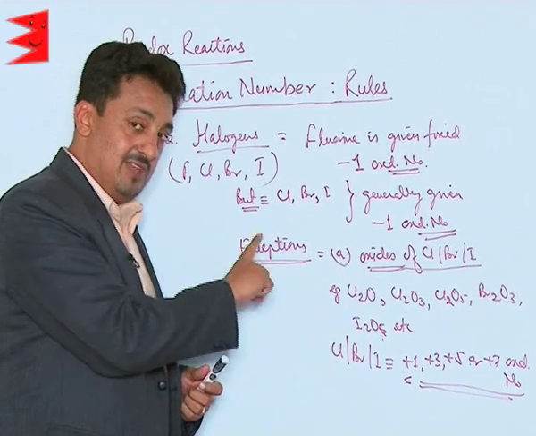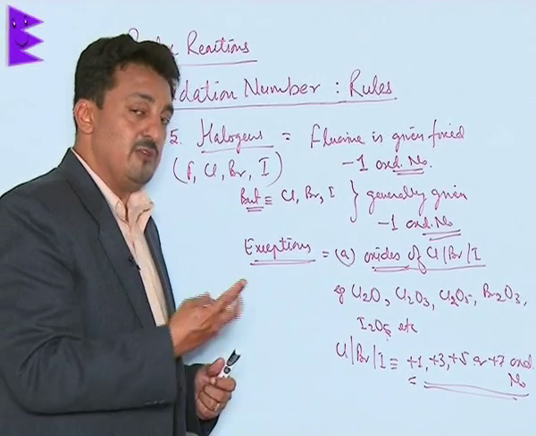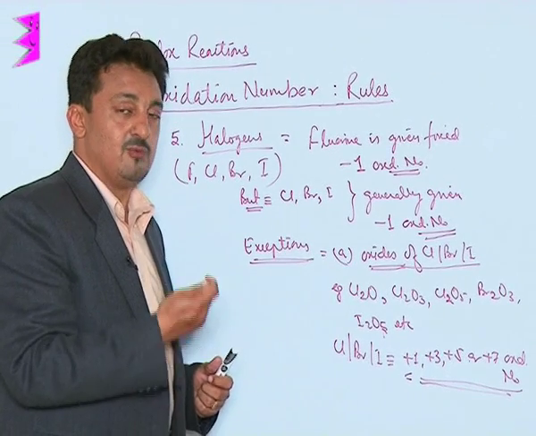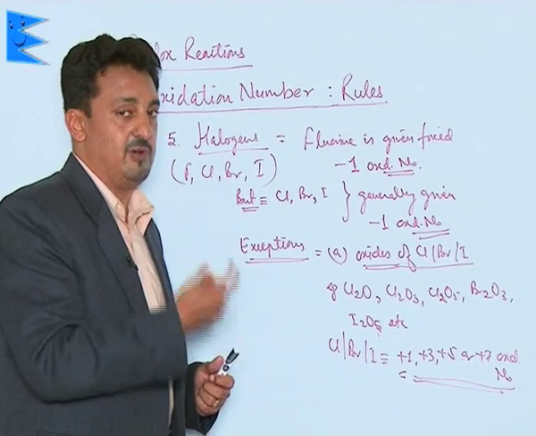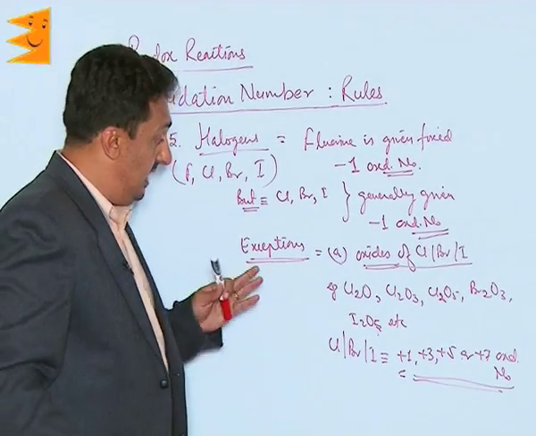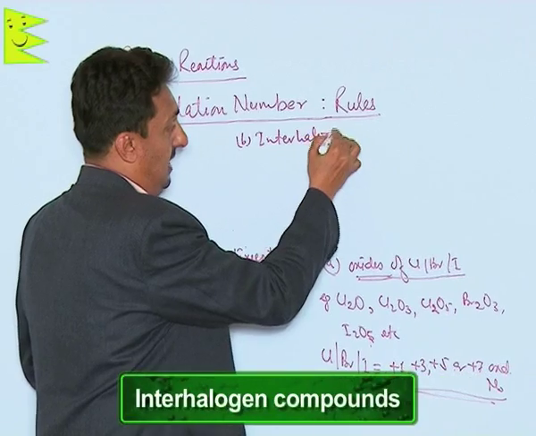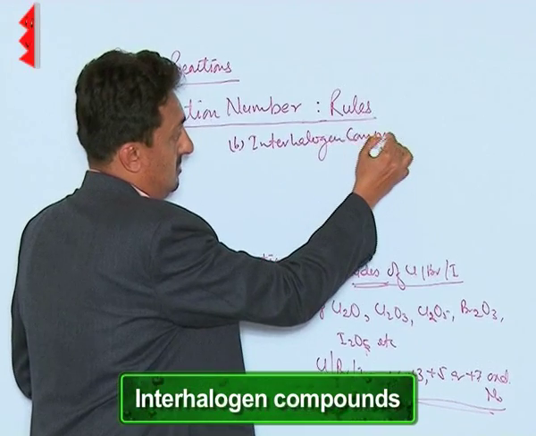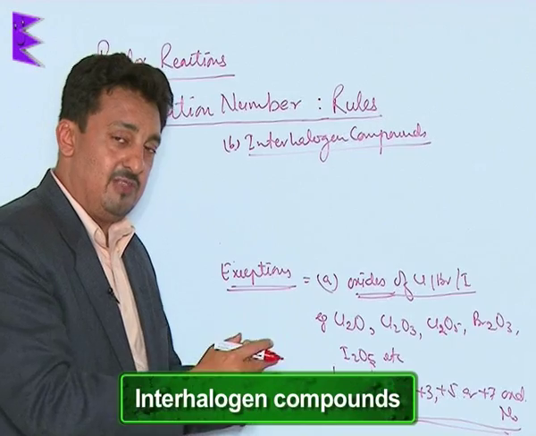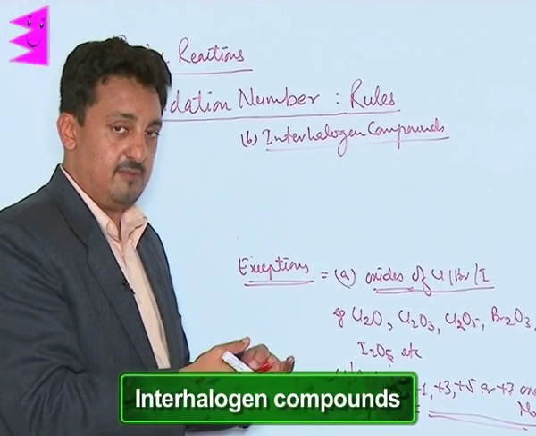Whereas, as we have done just now, whenever fluorine combines with oxygen, fluorine is always in the -1 state, because fluorine, being more electronegative than oxygen, always forms oxyfluorides rather than fluorooxides. Another example, which is an exception to this, is interhalogen compounds. Interhalogen compounds are those compounds which halogens form with themselves. Whenever they combine with each other, they form these types of compounds.